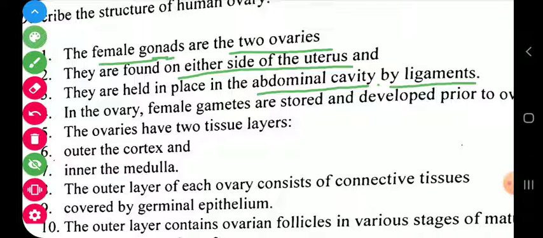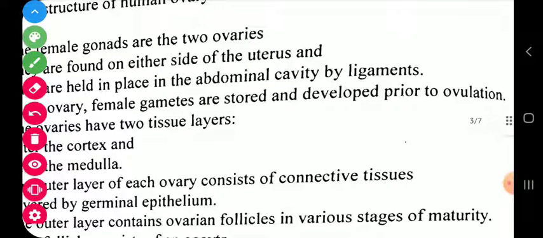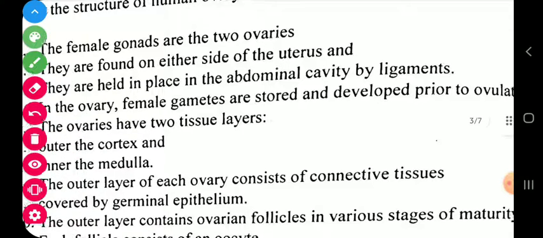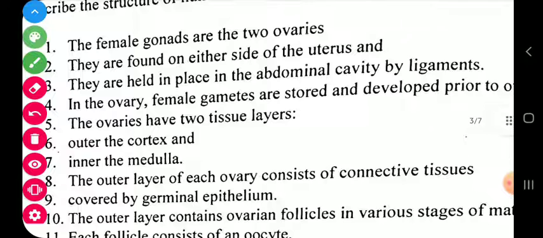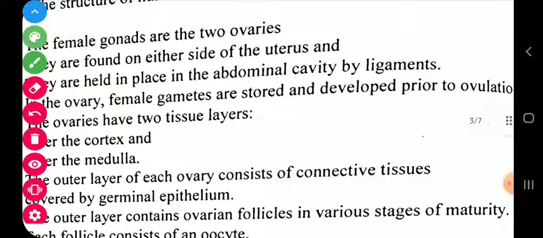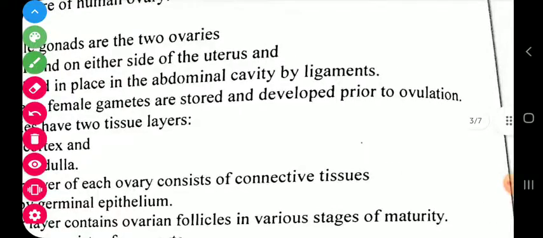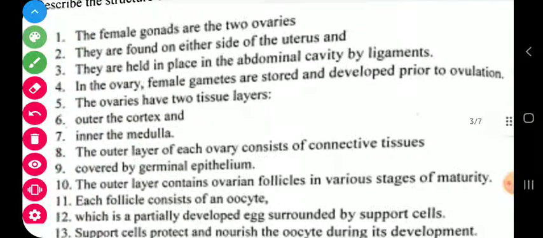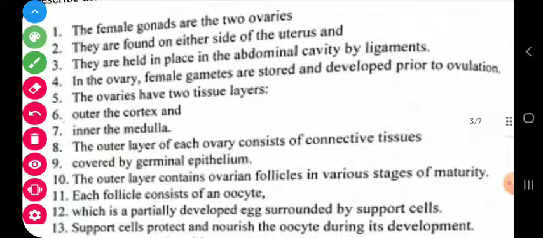In the ovary, female gametes are stored and develop prior to ovulation. So in the ovary we have female gametes. They are stored there, and they are developed prior to ovulation.